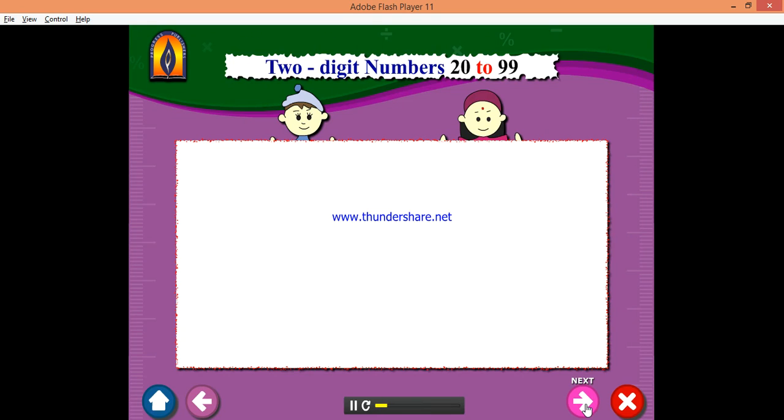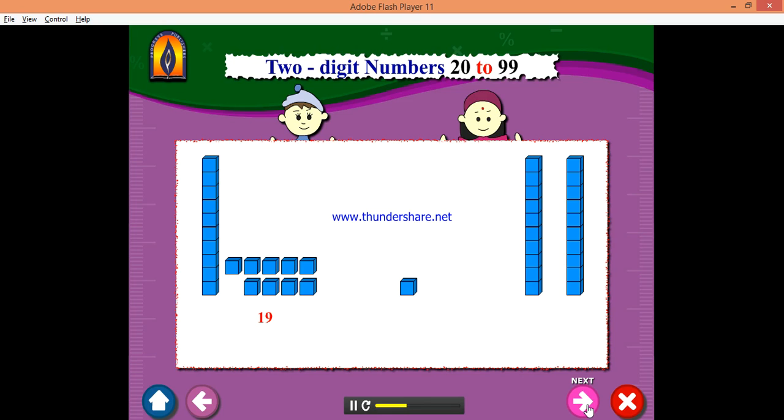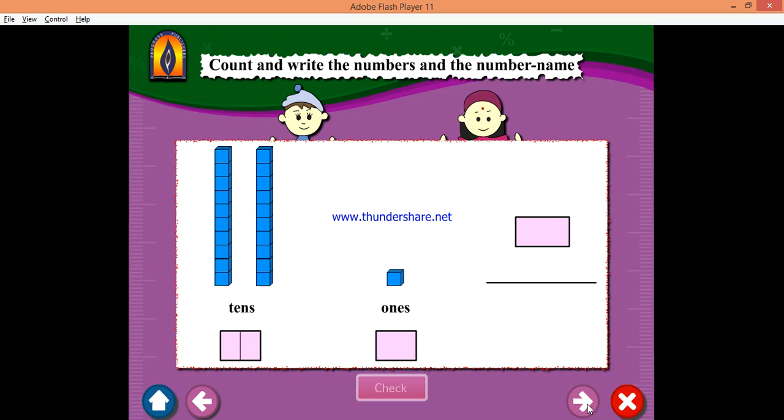Two-digit numbers 20 to 99. 19 and one more is 20. We write 20 as 20. Count and write the numbers and the number names.